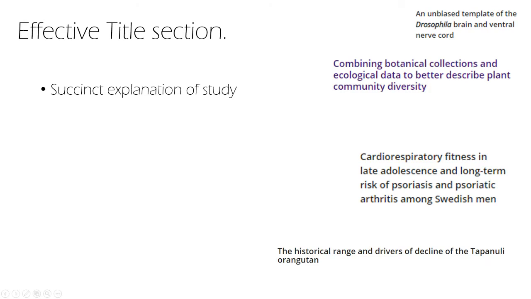In an effective title section, we should have a succinct explanation of the study. So you can see the 4 examples on the right. Just by reading those titles that come from different scholarly articles, you can have a basic idea of what has been covered in that study, whether it's finding a template for the Drosophila brain, whether it is looking at botanical collections and using them to describe plants, or looking at respiratory fitness.